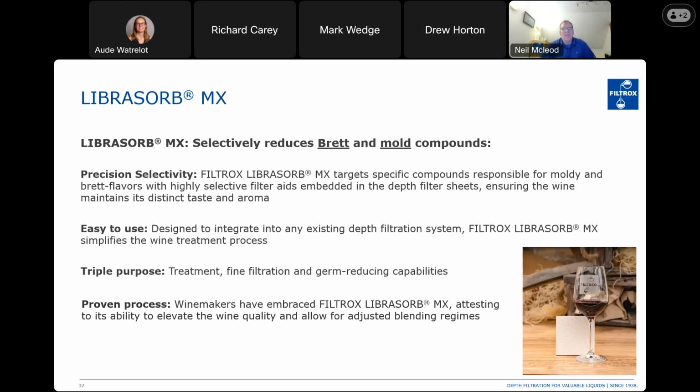This product is very easy to use as it comes in a depth filter media and can be fitted to standard filter presses or into lenticular housings. And it's been proven through testing with 15 different wineries within Europe. And it was just released, or launched, in November as a product ready for the market. So this is a very interesting product for us.